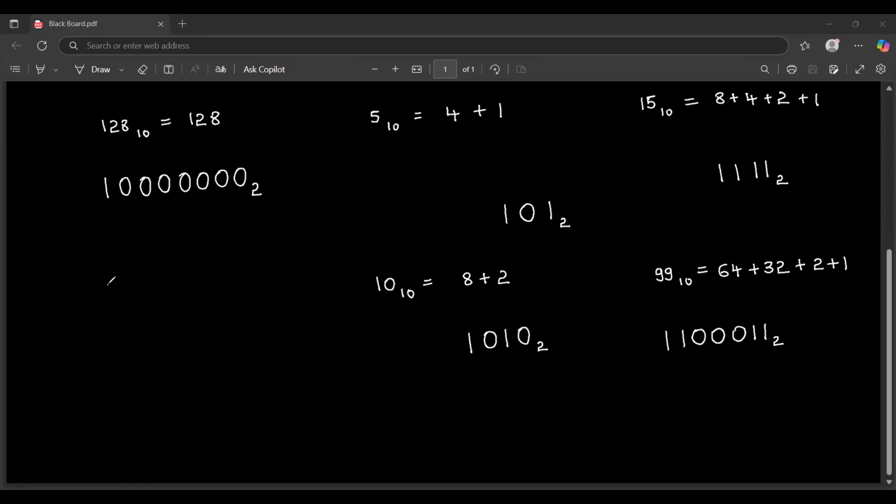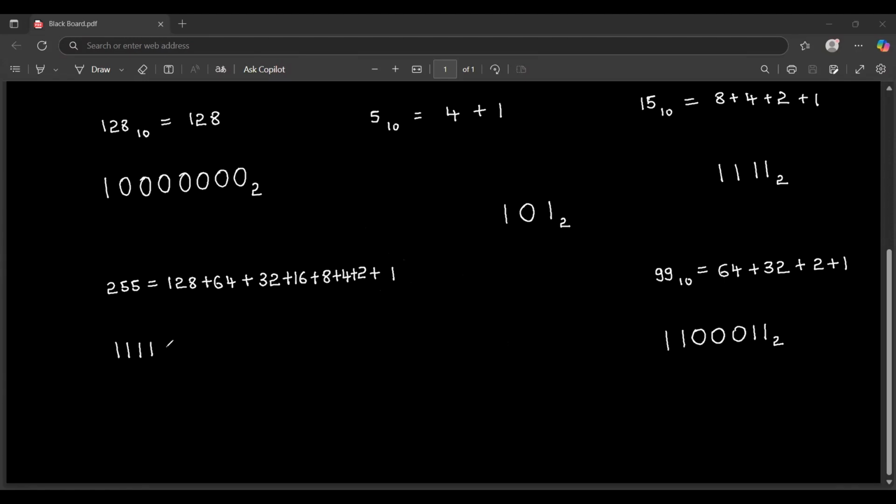And then we did 255. So 255 is equal to 128 plus 64, so 192. Then 32, 224. 16, 240. And then 8, 248, 252, 254, and 255. I'll erase this. This looks a little bit confusing, isn't it? So this will be 128, which is 2 to the power 7. So 128, 64, 32, 16, 8, 4, 2, 1 to the base 2.